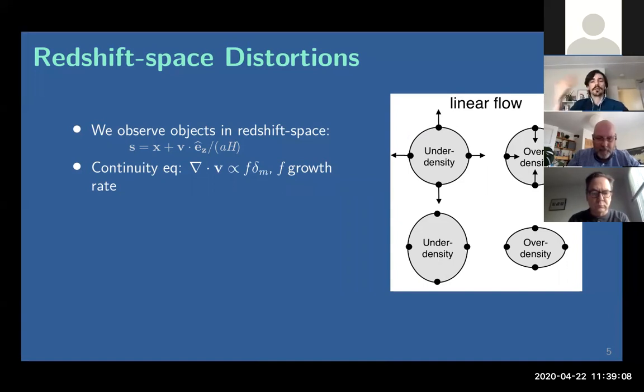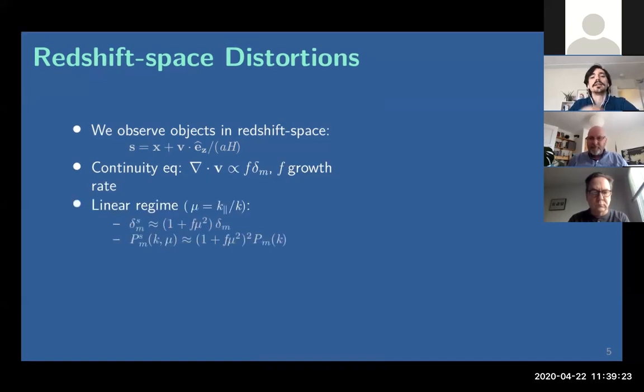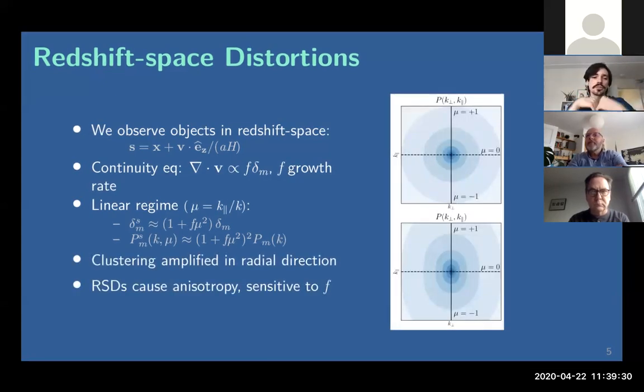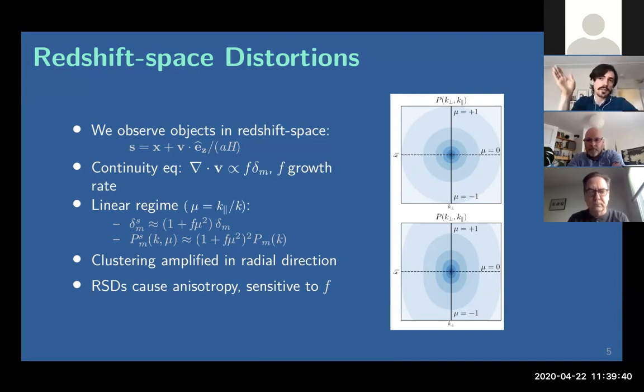But it's important to know that on large scales, these velocities are driven by the matter field itself, and they are scaled with this growth rate that I'm going to tell you more about a bit later. What actually happens is that in these linear regimes, where the overdensity is on very large scales, you get an amplified clustering in the radial direction. This is the famous Kaiser formula, which tells you that in the radial direction you have this f mu squared. Now this mu is just the angle between the line of sight and the wave vector, roughly.